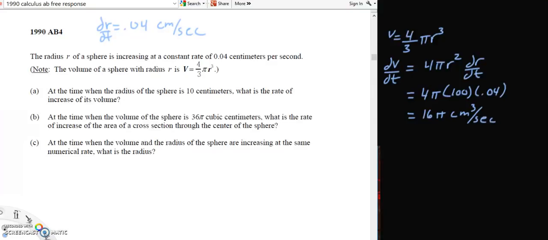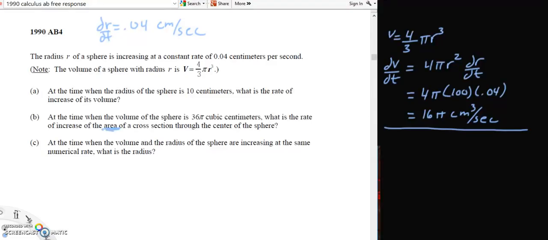So you should write a sentence and say, when the radius is 10 centimeters, the rate of change of volume is increasing by 16 pi centimeters cubed per second. Okay. The next part of our question says, at the time when the volume of the sphere is 36 pi cubic centimeters, what is the rate of increase of the area?